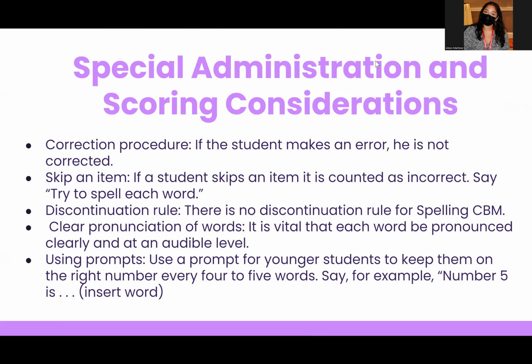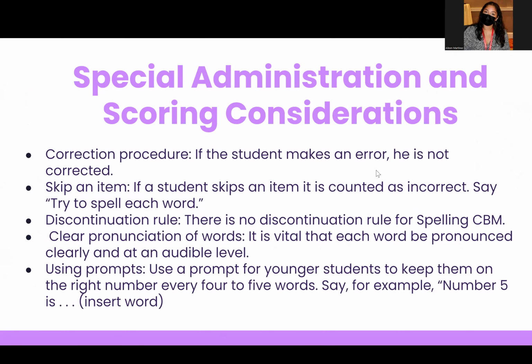So special administration and scoring considerations. Correction procedure: if the student makes an error, he is not corrected. You don't say anything, you just mark it on your own. Skip an item: if a student skips an item and it is counted as incorrect, say, try to spell the word, because it's better for them to at least try, so you can get that scoring done on your paper. The discontinuation rule: there's no discontinuation rule for spelling CBMs.